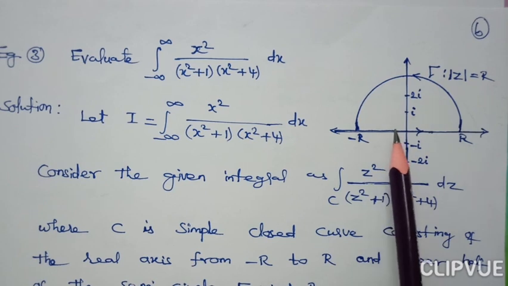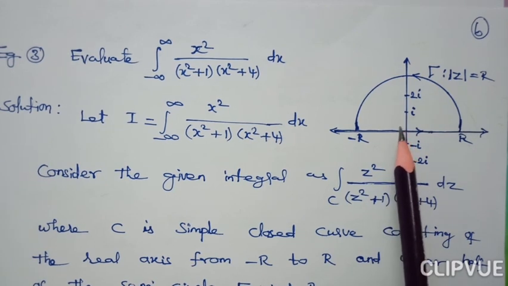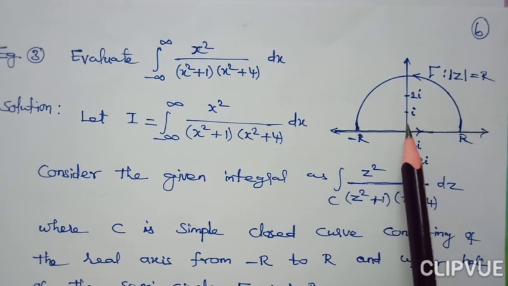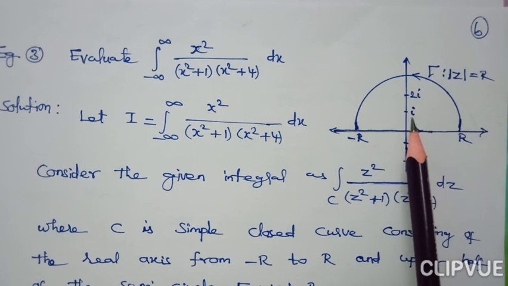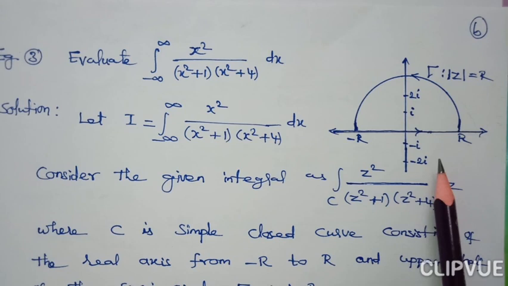What are the points inside C? In all type 2 problems, remember, no need to worry about the real part. If the imaginary part is positive, the point lies inside. If the imaginary part is negative, it lies outside.